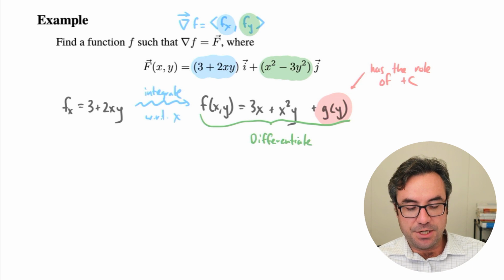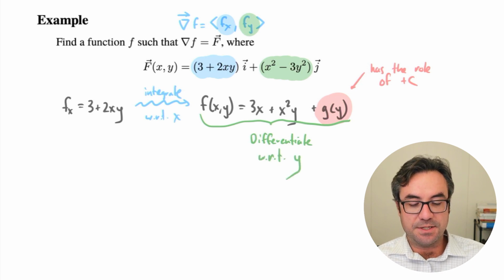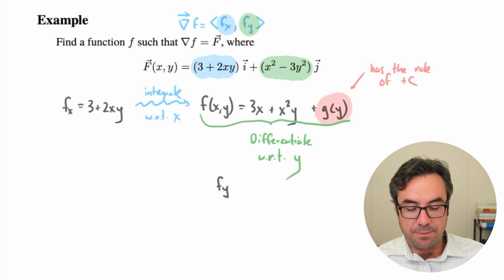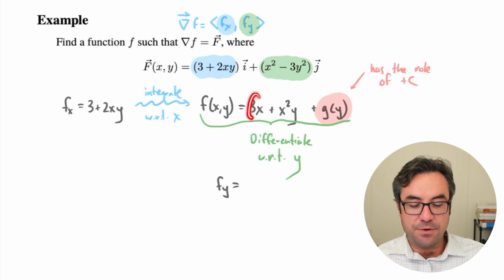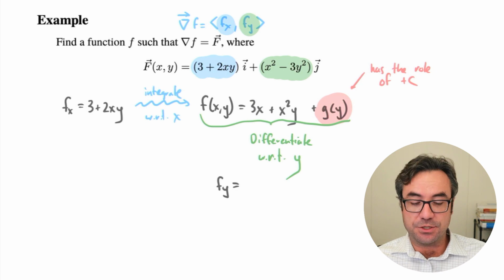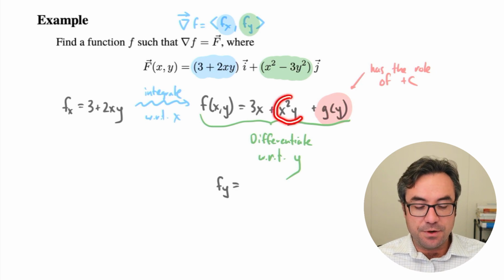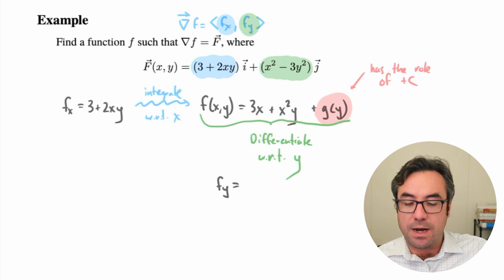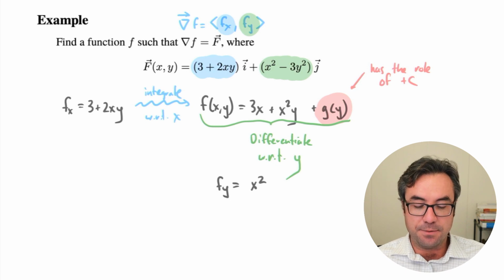So we're going to differentiate this with respect to y, and let's see what we get. That's going to give us our y partial. Now the derivative of that 3x, there's no y there, so that's just going to become 0. The partial derivative of that x squared y is going to become x squared.